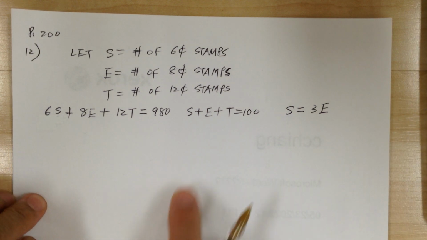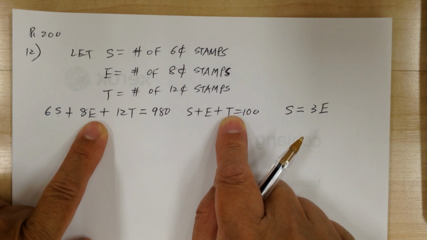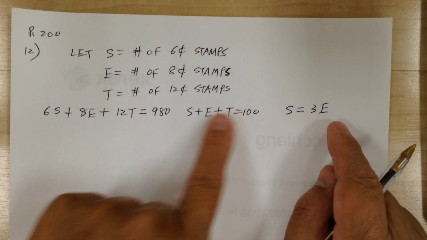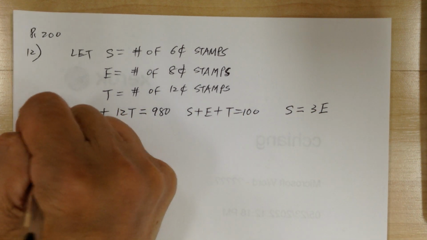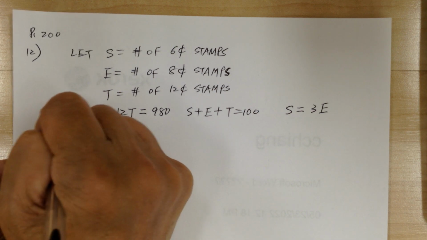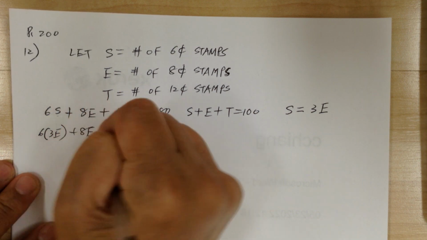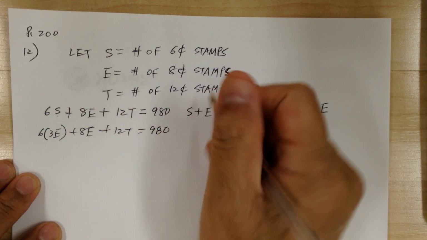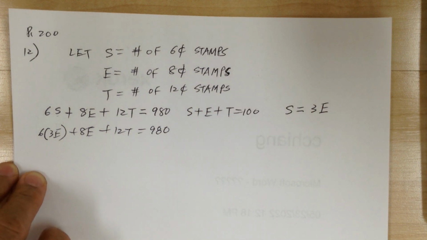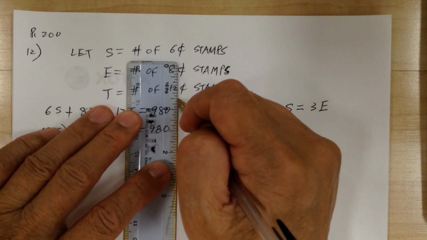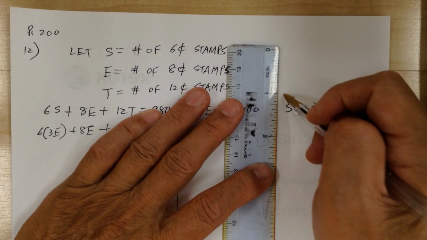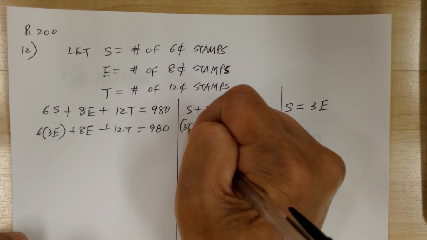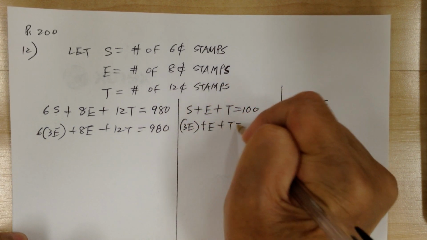Okay, so again, you look at the equations. The first kind of equation is for the elimination method. This equation is for the substitution method. That means you have to substitute this into these. Okay, so let's go and substitute. So you get 6 times 3E plus 8E plus 12T equals 980. Again, you substitute this into here. I'm going to draw a line over here so that you can see the columns. So substitute this into here. So you get 3E plus E plus T equals 100.